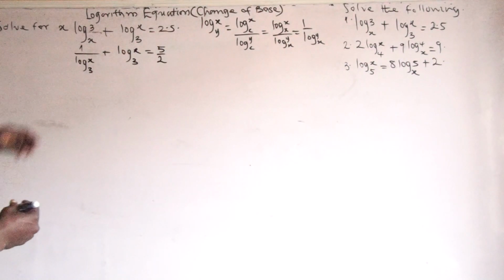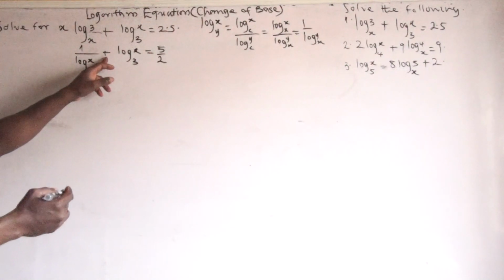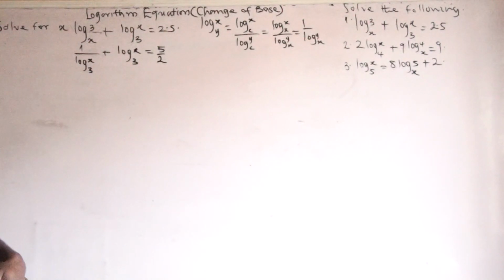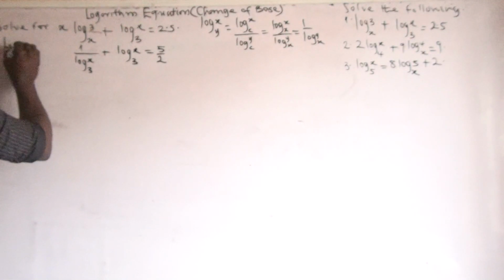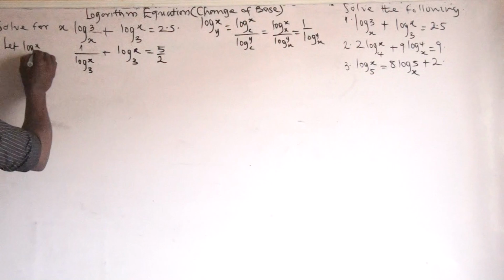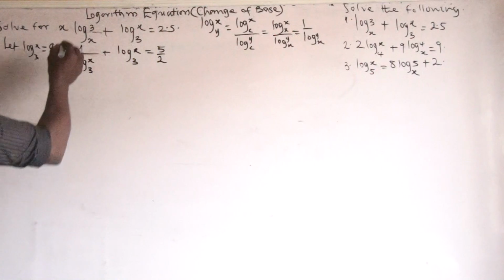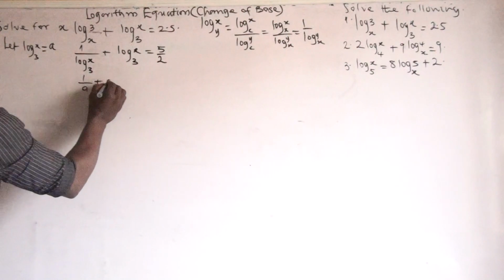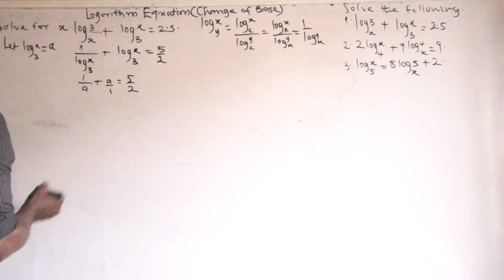Here, what do we need to do? We cannot apply the multiplication rule here, since this is addition, because if we do that, this times this, everything will become 1. So the next thing we do, we let log x base 3 be equal to a. Then in this equation, it becomes 1 over a plus a is equal to 5 over 2. This is a fraction already.